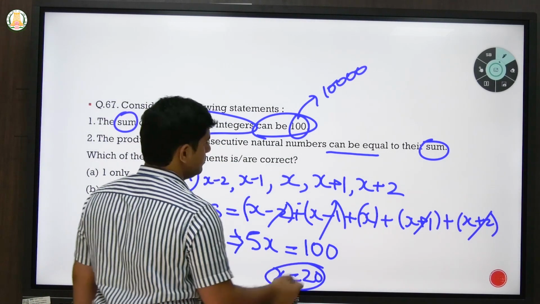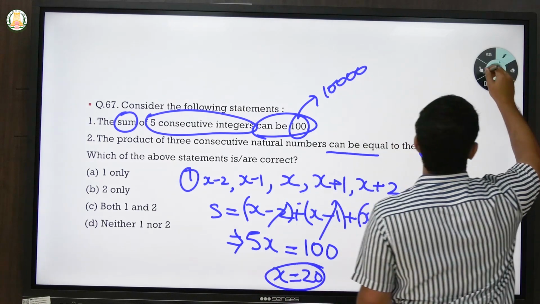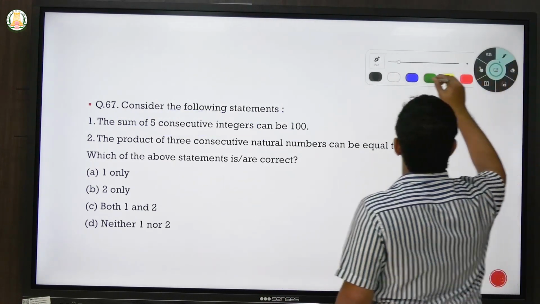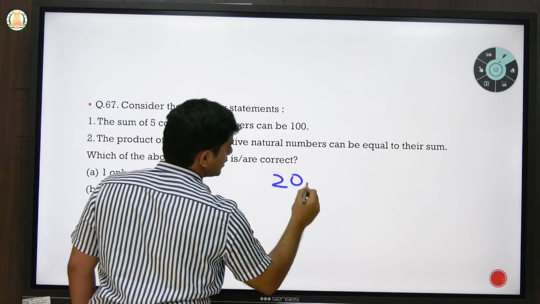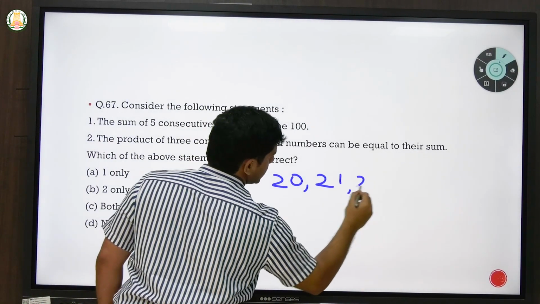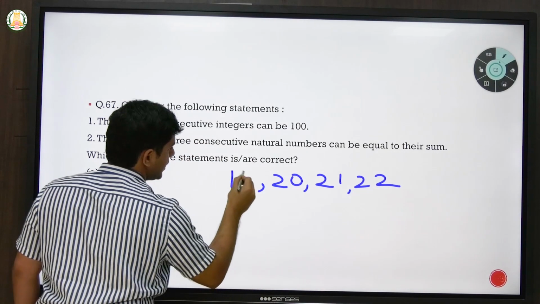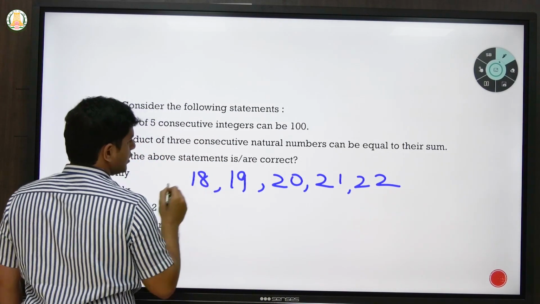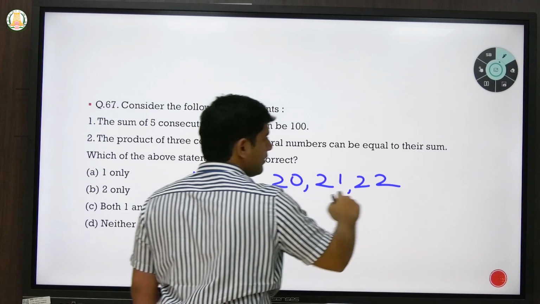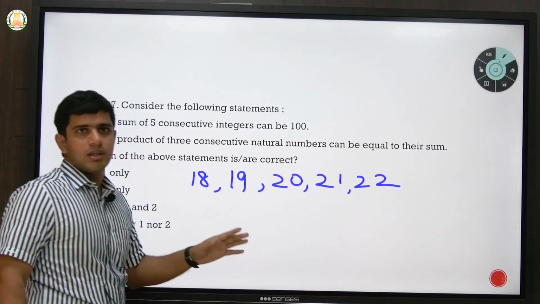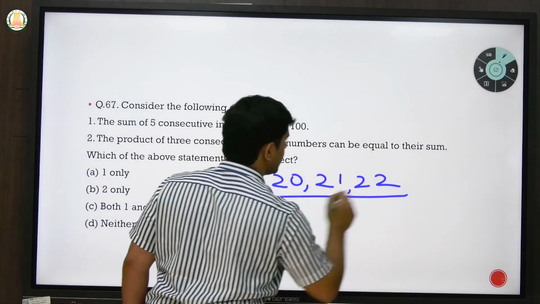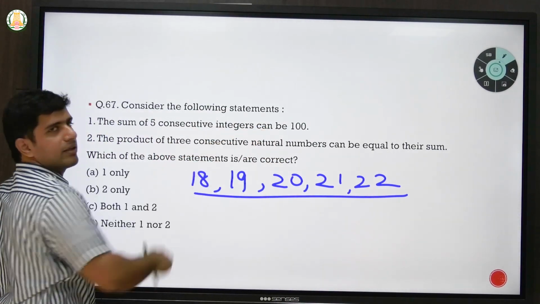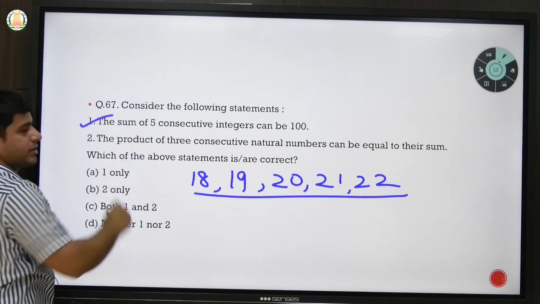So what will be your numbers then? You know x is 20, so this will be 21, this will be 22, here it will be 19, and here it will be 18. If you add all these 5 numbers, the answer will be 100. So you are actually getting 5 consecutive integers whose sum can be 100. So this is a correct statement.